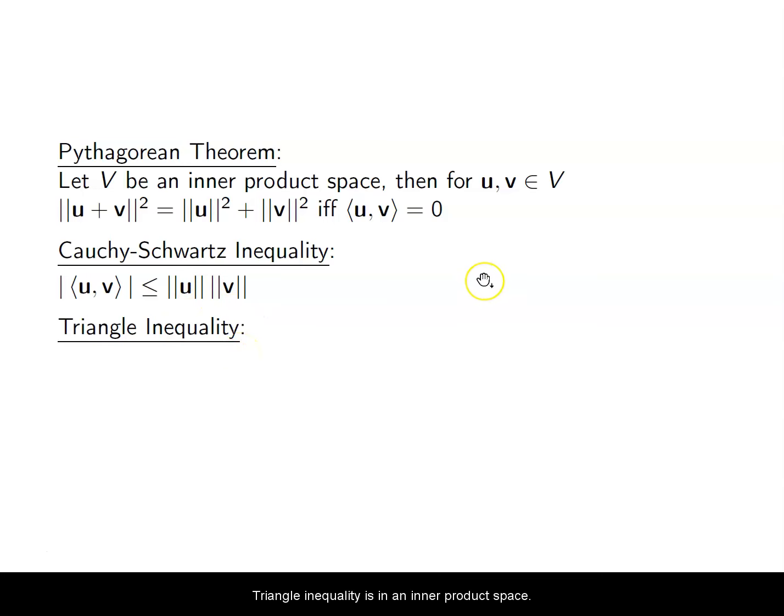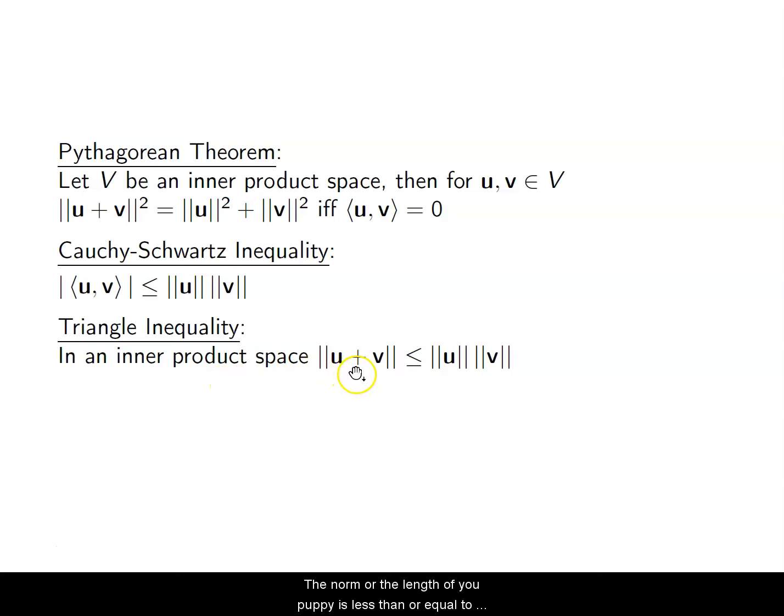Okay, and the triangle inequality holds in an inner product space. The norm, or the length, of U plus V is less than or equal to the norm of U plus the norm of V. Okay, and again, this is using whatever the inner product being defined is.